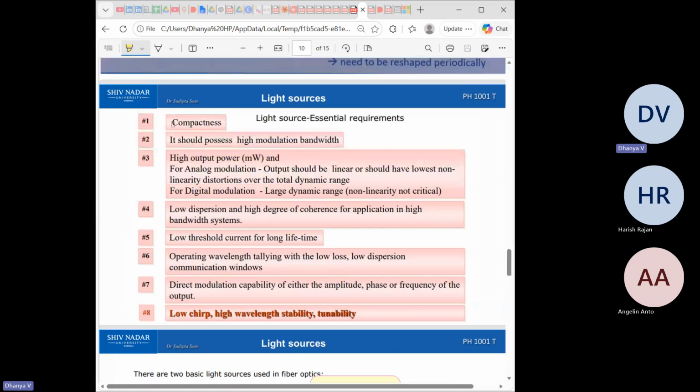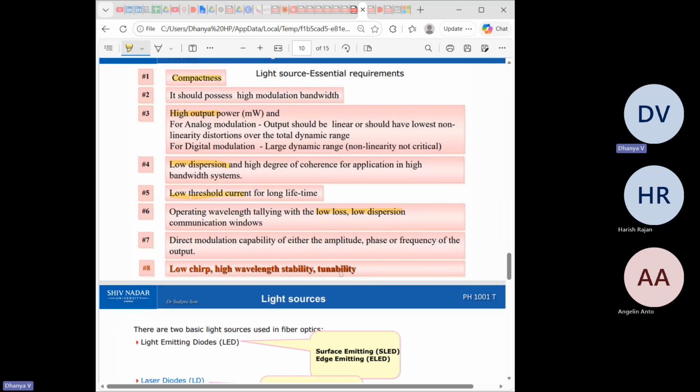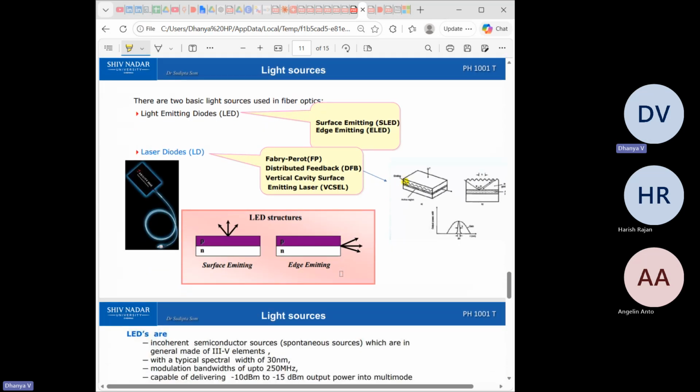Compactness, high modulation bandwidth, high output power, low dispersion. All of these are just general points. For it to be a proper light source, it should have compactness, high output power, low dispersion, no losses as such, and low threshold current for longer lifetime. Also low loss and low dispersion, low chirp, high wavelength stability, and tunability. So that's it for this.